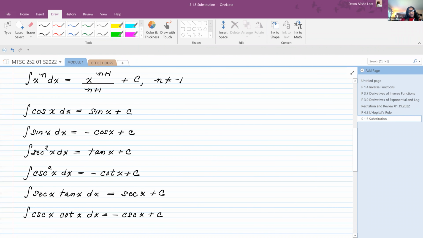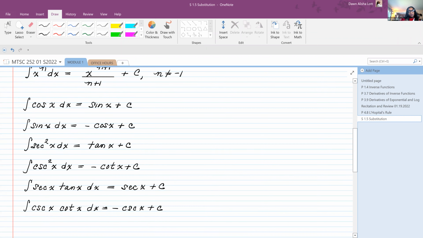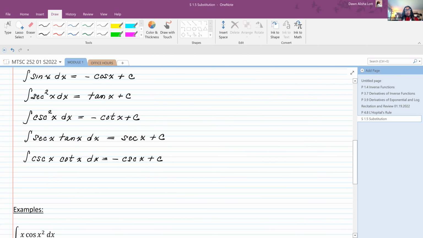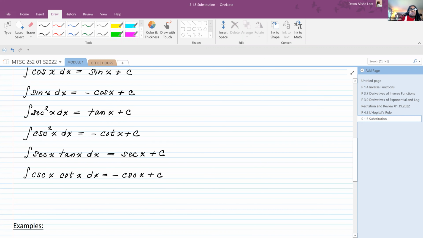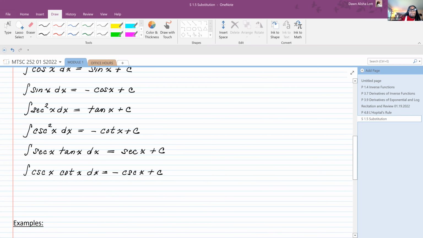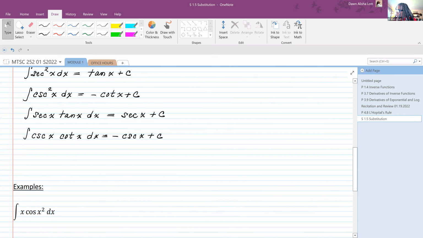Okay, so now what happens if I want to integrate something and I need to use the chain rule? Notice all of these are integrals with just x. Okay, so u-substitution.